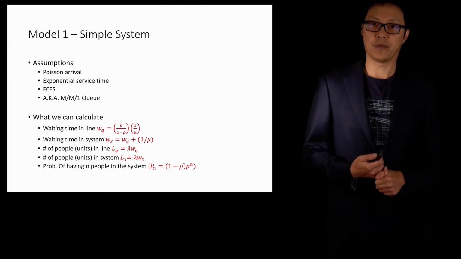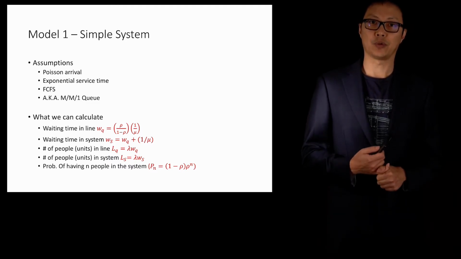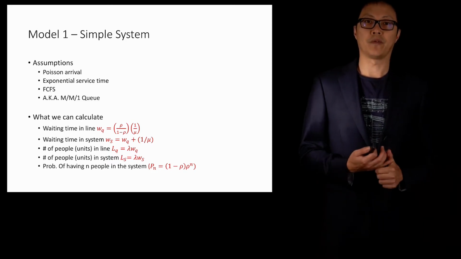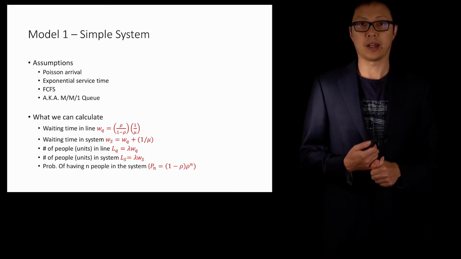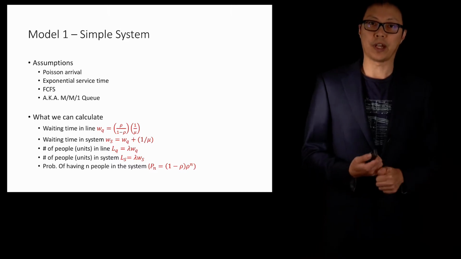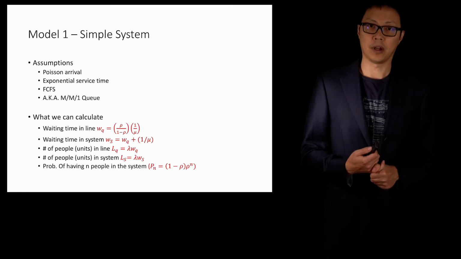Now, if you look at the formulation carefully, you will notice that we literally only use two formulas. The first one is to figure out the waiting time in line using the UVT approximation. Then we figure out the waiting time in the system by adding the waiting time in line plus the service time. Finally, we calculate the number of people in line or in the system using Little's law. Now, let's see an example on the next slide.